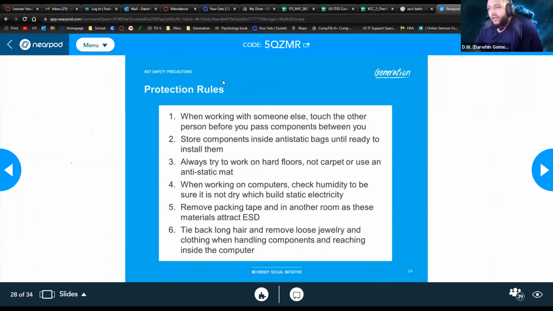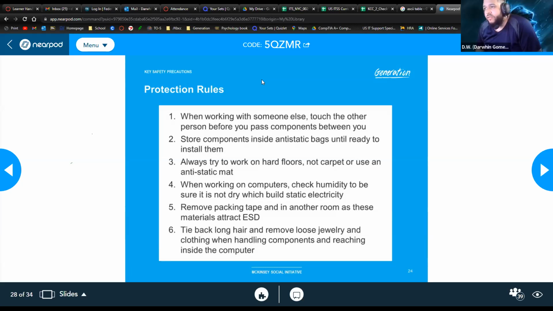All right, so we got some protection rules here, but I'm kind of lazy and I like asking for help. So how about George? Can you read number 1 and 2 for me, please? Sure. When working with someone else, touch the other person before you pass components between you. Number 2, store components inside anti-static bags until ready to install them. All right, awesome, thank you.